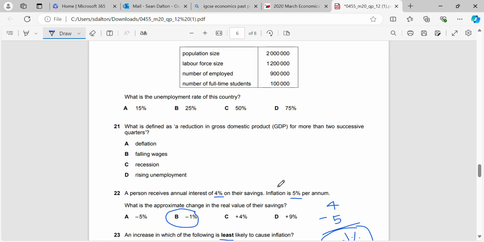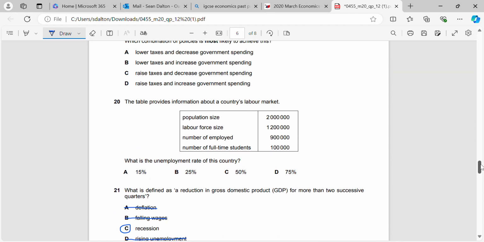Okay, 21, also very short. What is defined as a reduction in GDP for more than 2 consecutive quarters? That's defined as a recession. Deflation is a decrease in the price level. Falling wages are just wages going down, and rising unemployment, more people are not working. So you just got to know your definition for a recession there.